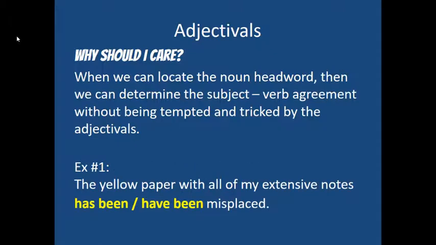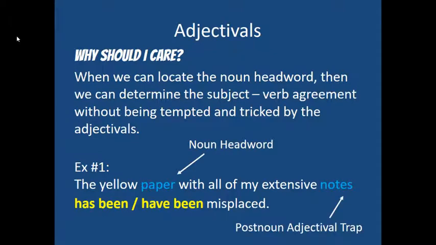If I said the yellow paper with all my extensive notes has been or have been misplaced, well, if I think about it, paper's actually my noun head word. That's the subject. If I diagrammed it in my head, I'd see that paper is the subject. That means notes is just this sort of trap. It's a post-noun adjectival trap. It comes after the noun, and they're trying to trap me. But really, paper is the subject, and that lets me say that yellow paper has been misplaced.